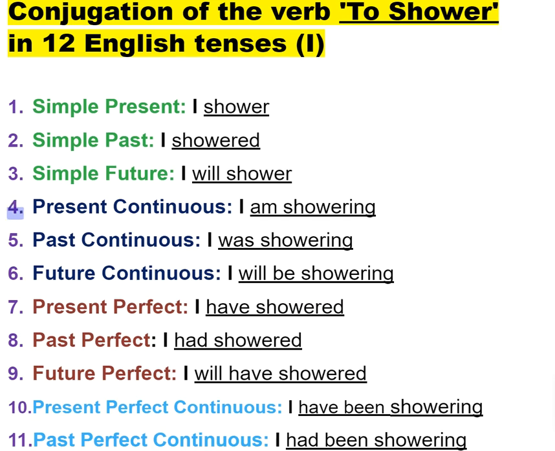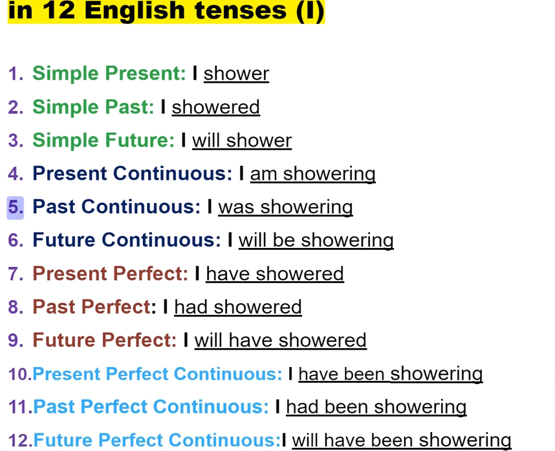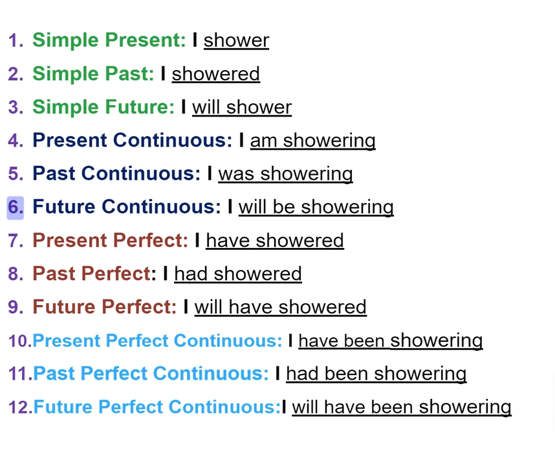4. Present continuous, I am showering. 5. Past continuous, I was showering. 6. Future continuous, I will be showering.